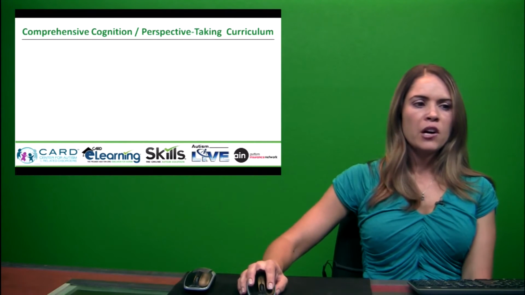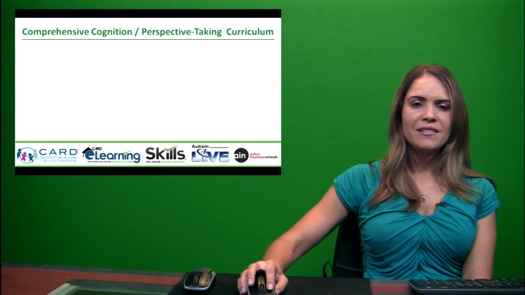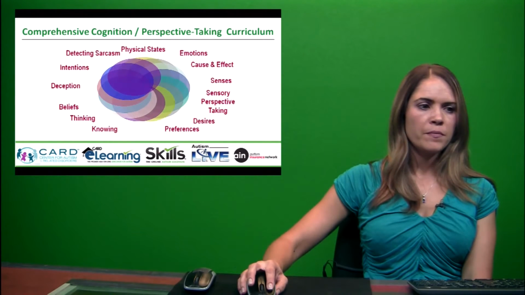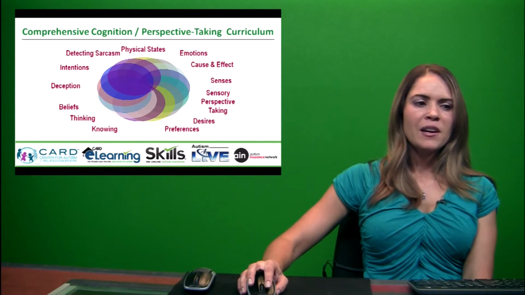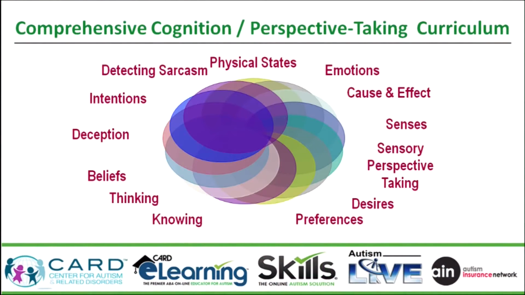Okay, so now let's talk about this more practically speaking. What would a comprehensive cognition or perspective-taking curriculum need for individuals with autism? The slide that I'm showing you now has 13, I think, or so content areas all wrapped around this little image in the middle. The idea here is that we're going to be teaching children with autism to infer and predict other people's and their own private events or mental states, depending on how you want to talk about it.